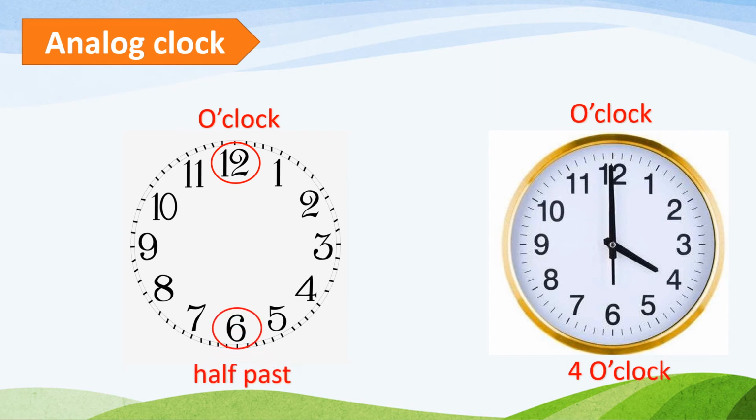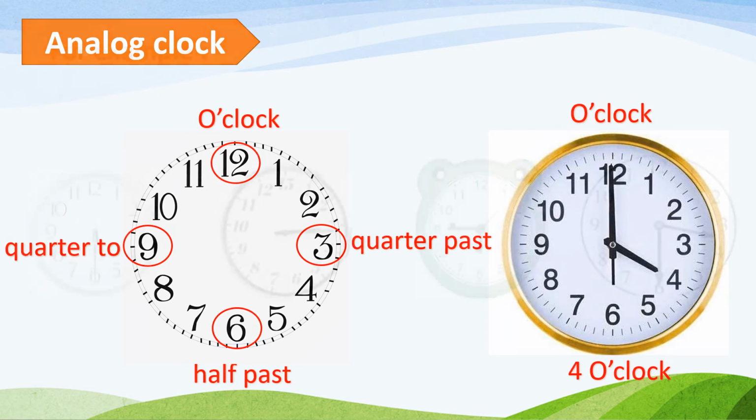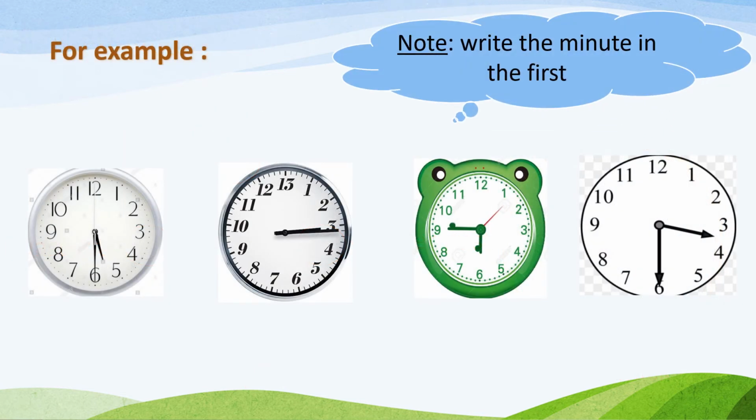When it refers to 6, it tells me half past. On 3, it tells me quarter past. On 9, it tells me quarter to. For example, we have a note. Write the minute in the first.